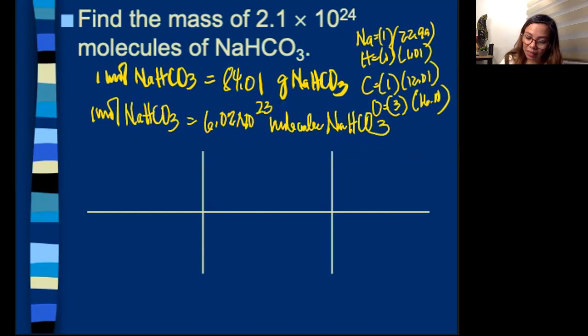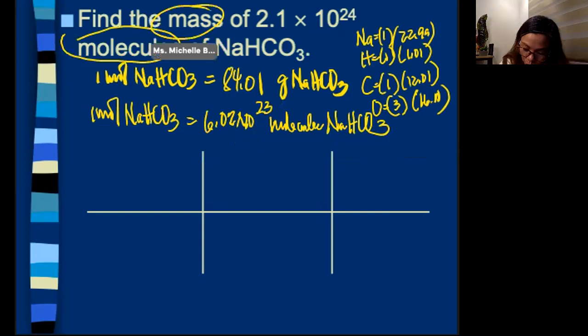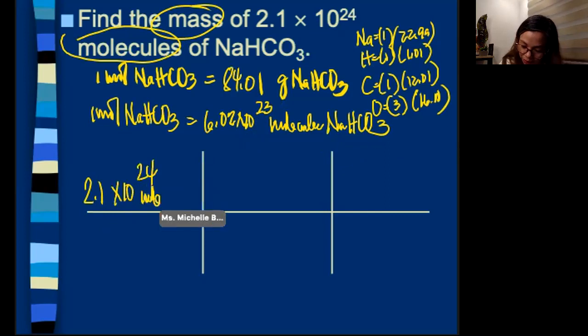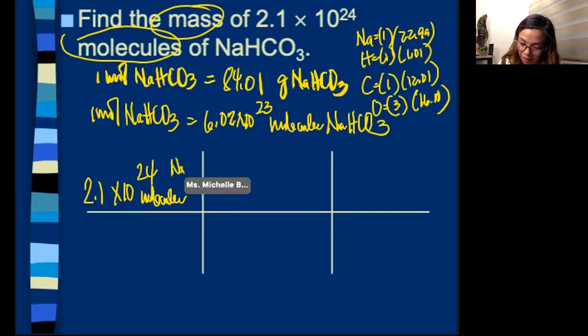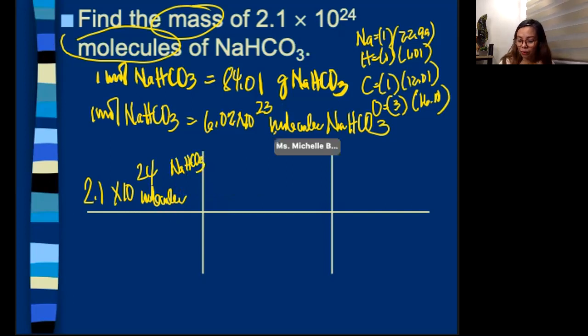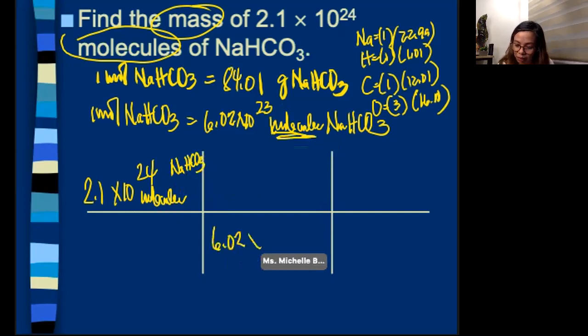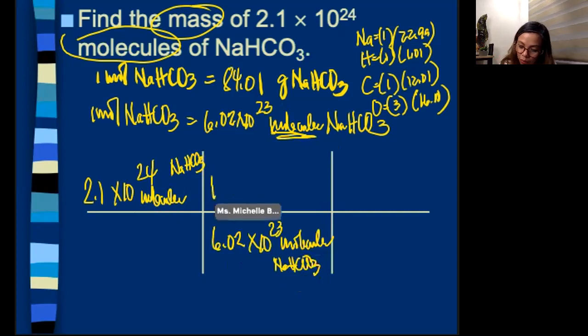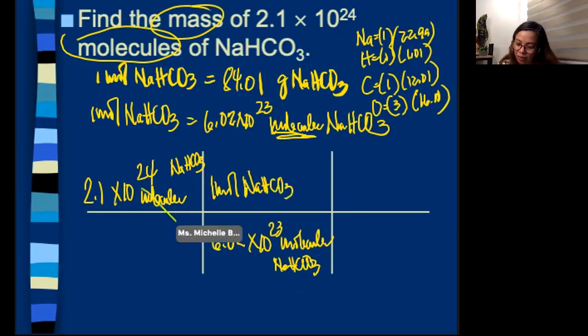We write the given, again, molecules to be converted to grams or mass. So we have 2.1 times 10 to the 24th molecules, not moles, of NaHCO3. Okay, that's in molecules. So I will place 6.02 times 10 to the 23rd molecules. Allow me to do the shortcut, NaHCO3. Okay, next, that's 1 mole of NaHCO3.